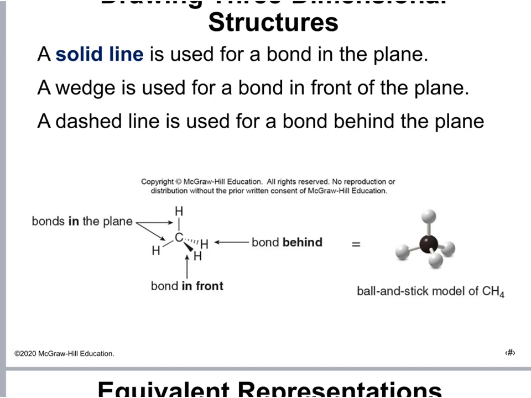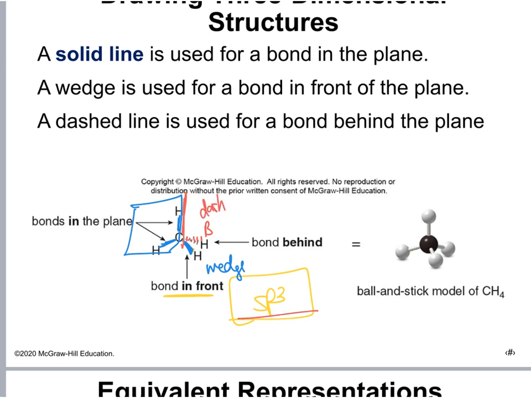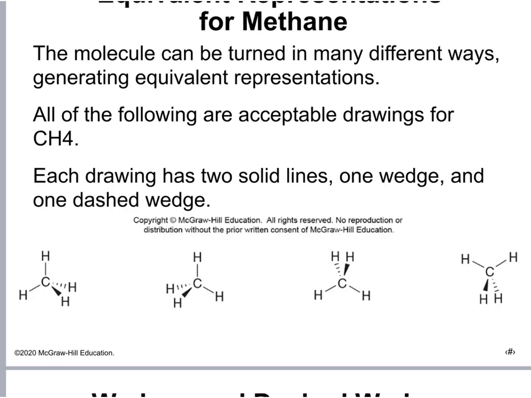Solid line. Whenever you draw wedges and dashes, you only do this for sp3 elements. This wedge means it's in front, going towards you. These are in the plane of a piece of paper. So if you put a piece of paper out there, this would be the plane. The wedge means it's going in front of the paper, and the dash means it's behind the paper. You do that for sp3 elements.